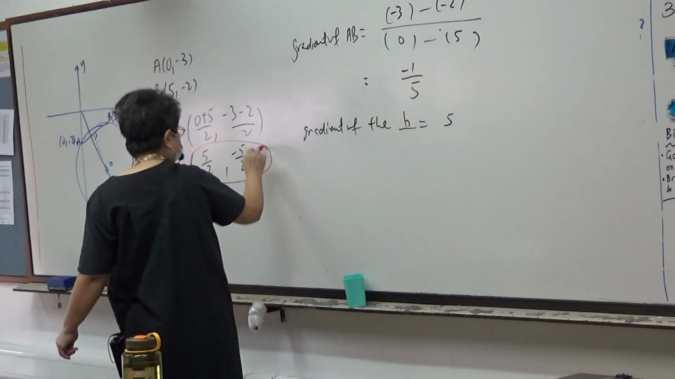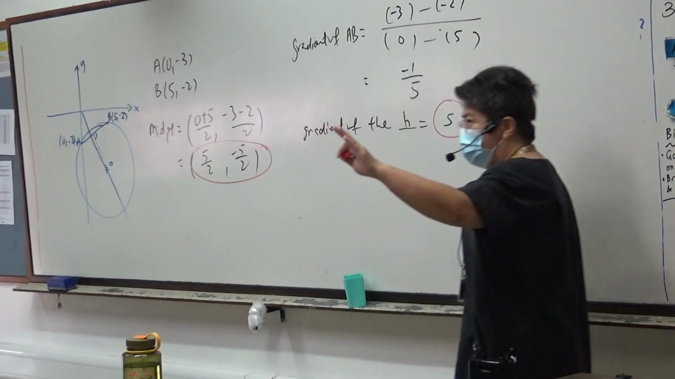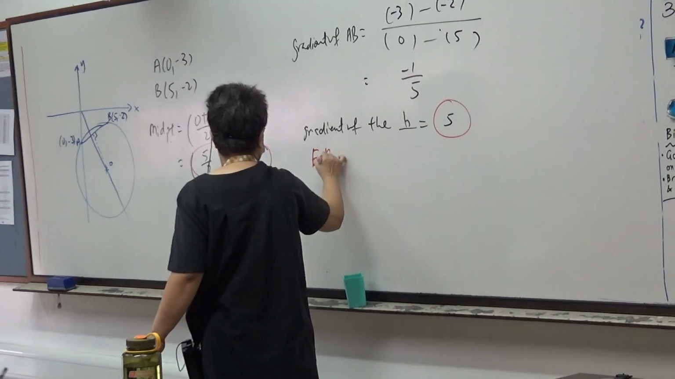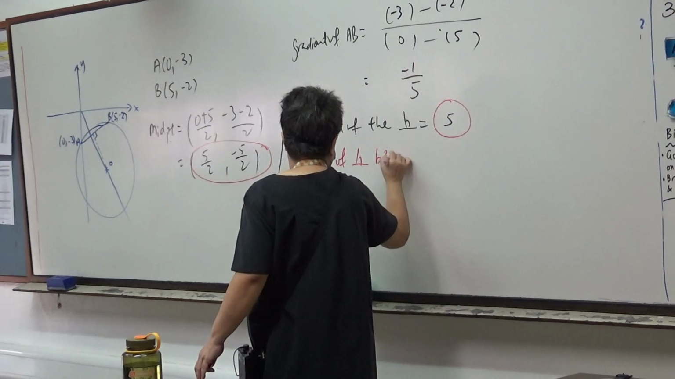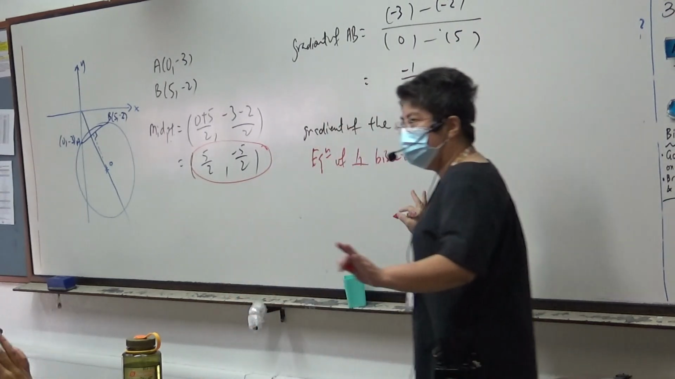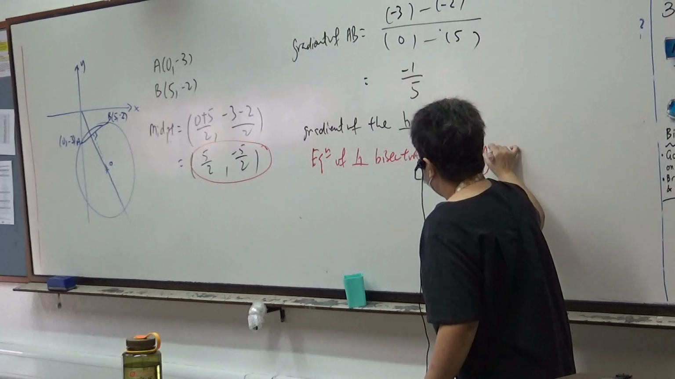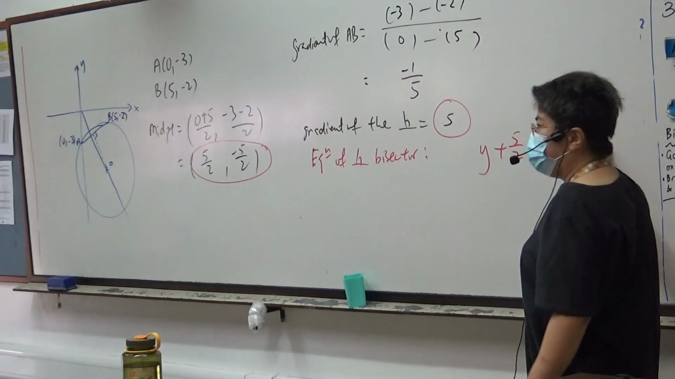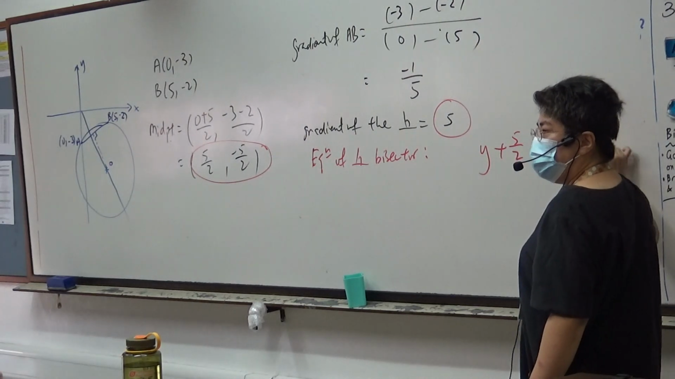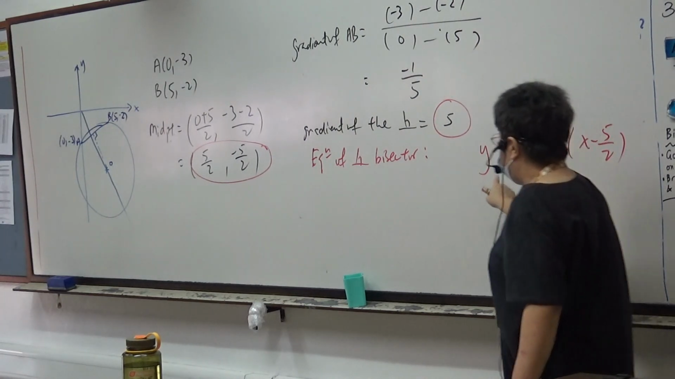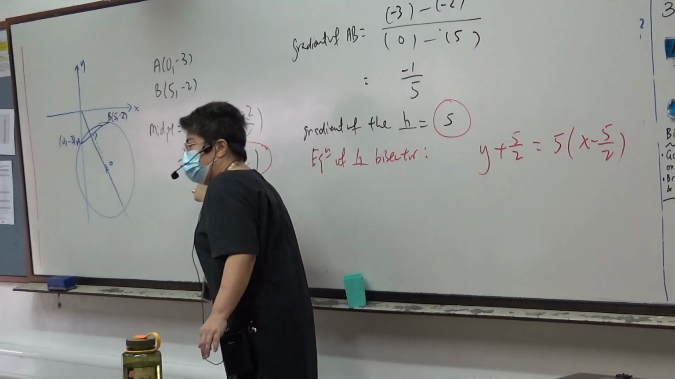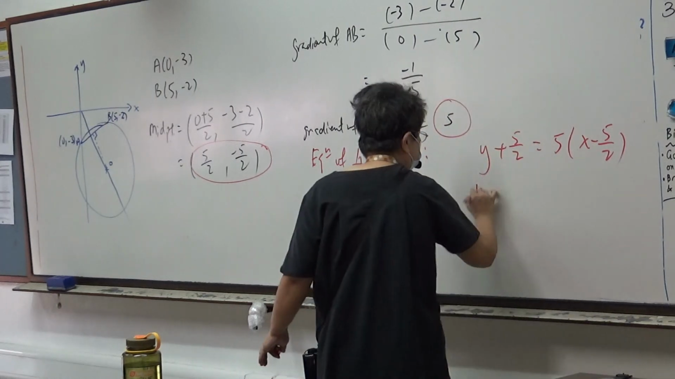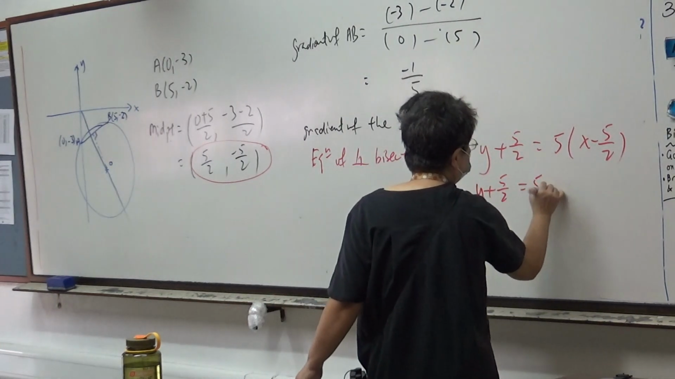Okay? Now, take a look. It must pass through this point, and this is the gradient. Remember, I revised this before. So, the equation of the perpendicular bisector will be, I always write this, okay? y plus 5 over 2, right? Equals 5 bracket x minus 5 over 2, correct now? y minus the y coordinate, x minus the x coordinate. Remember I told you this many times previously? Okay, so I will have y plus 5 over 2 equals 5x.